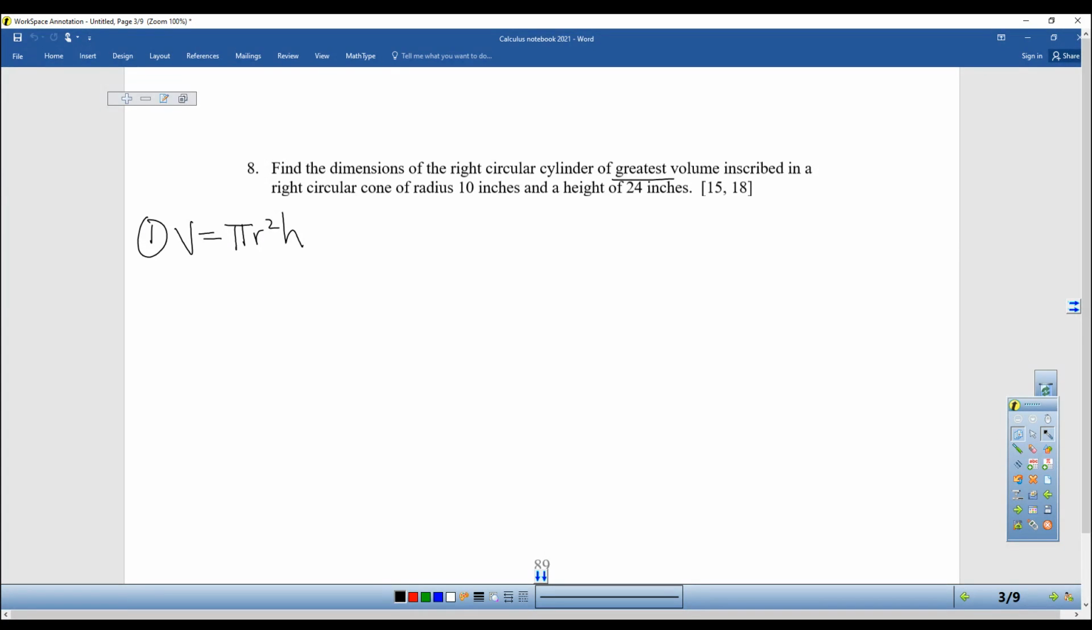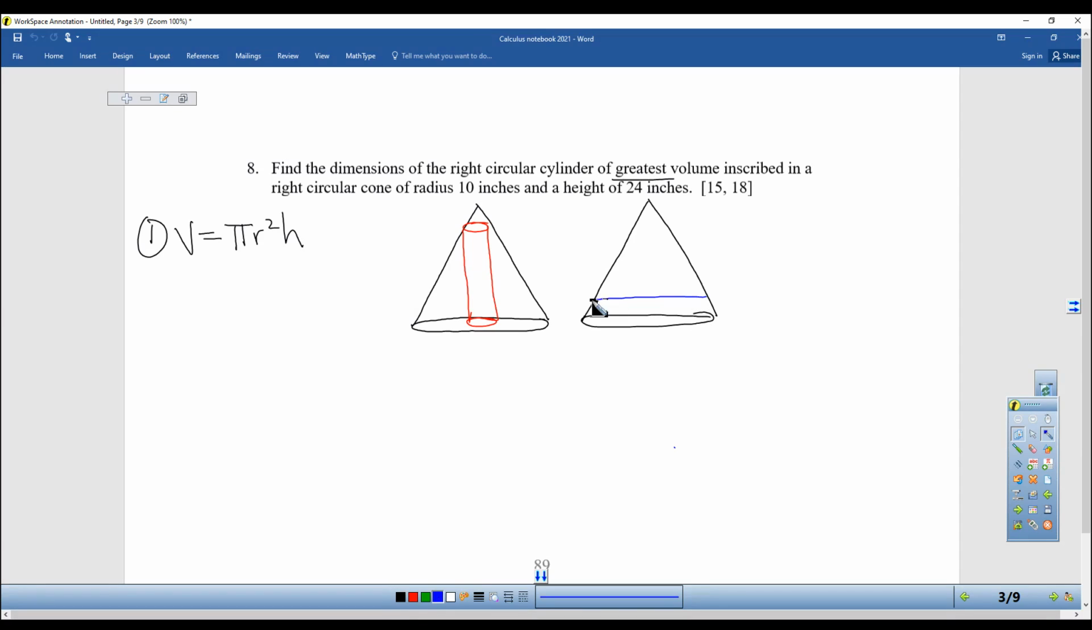Ooh, inscribed in a right circular cone. Awesome. Here we go. Here's my cone. Right, remember, right just means that it's upright, not slanty, like a hat that's starting to fall over. So it's perfectly upright. And let's draw a cylinder inside. I could draw that cylinder inside, or I could draw this cylinder.